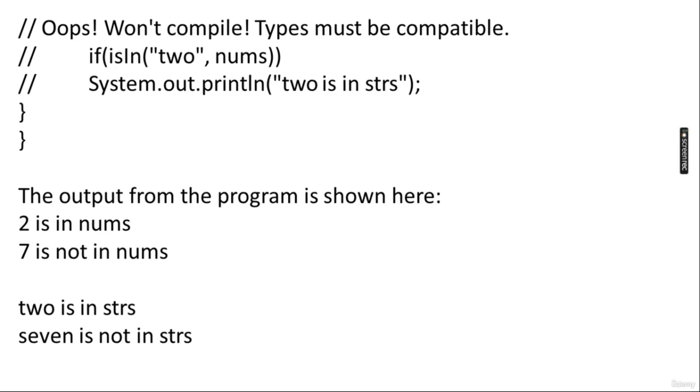If it is incompatible types, say isIn("2", numbers), where 2 is a string and numbers is a number array, this is a wrong method call. It will not compile, it will give you a compile time error. So the output is: 2 is in numbers, 7 is not in numbers, 2 is in strings, 7 is not in strings.